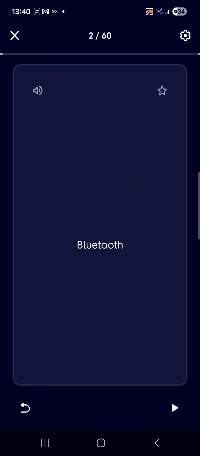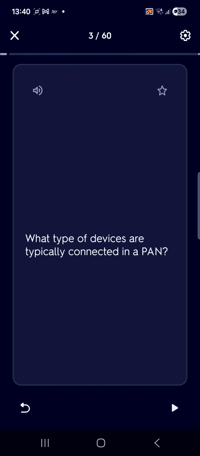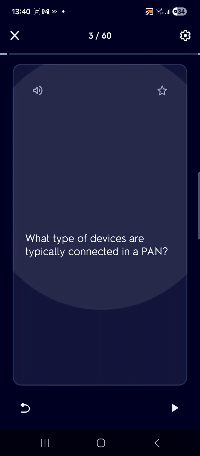That would be Bluetooth. Which type of devices are typically connected in a PAN? That would be a mouse, a keyboard, printer, cell phones, and tablets.